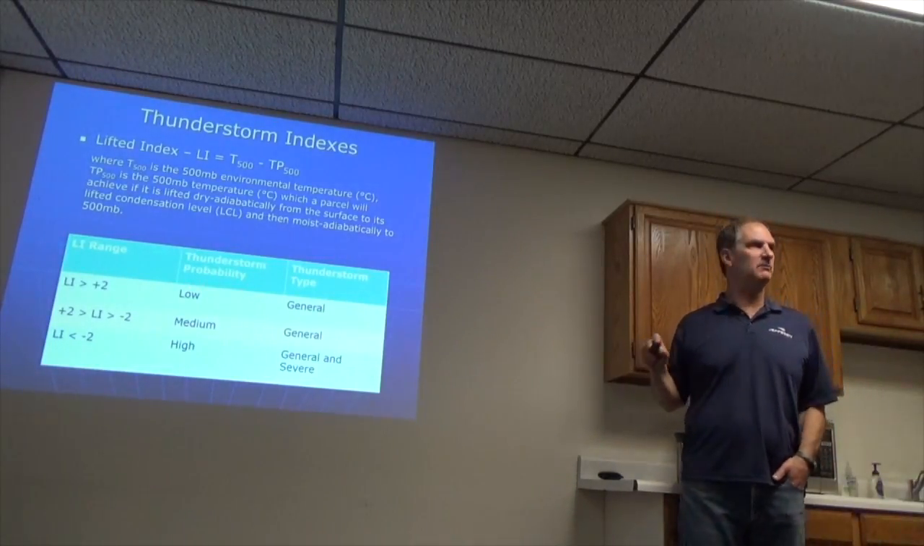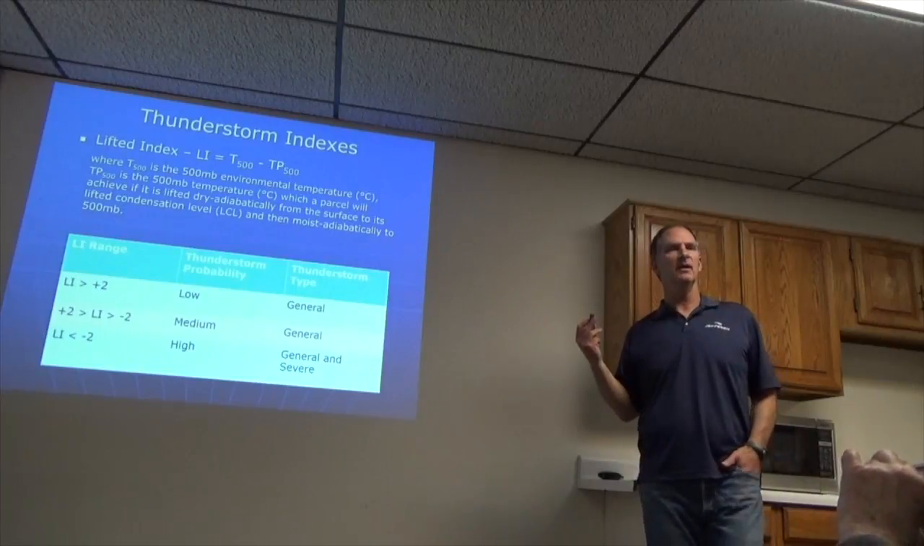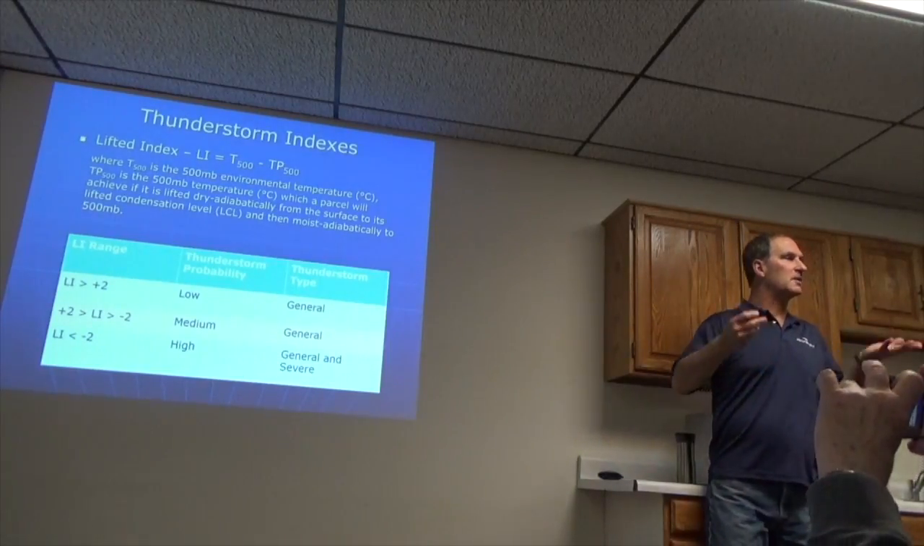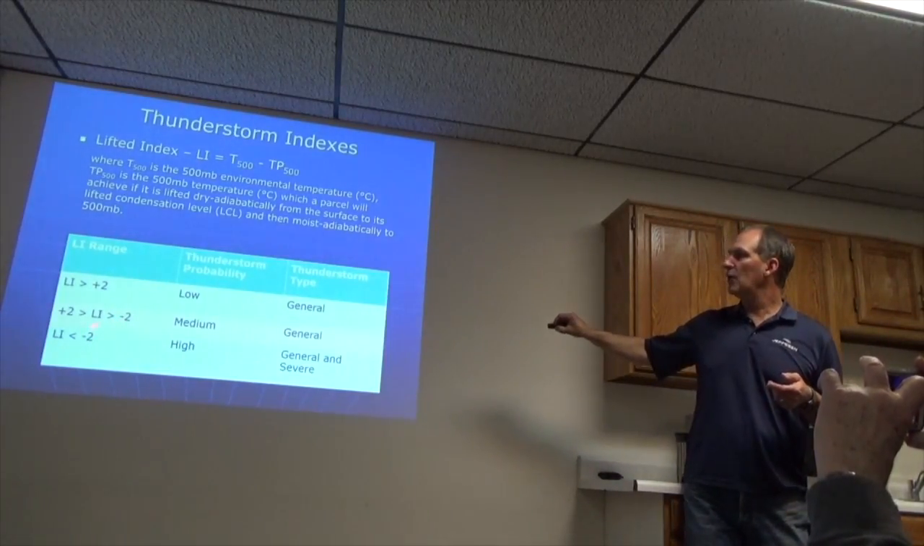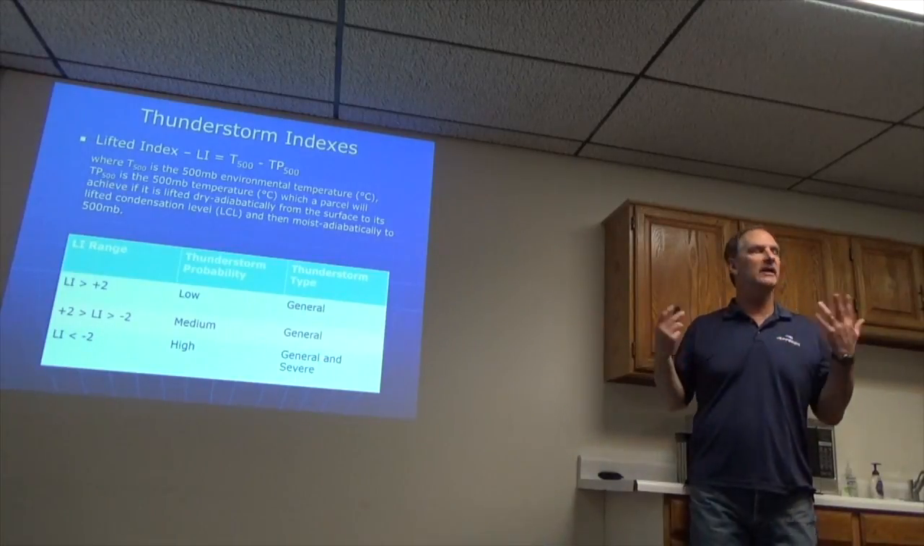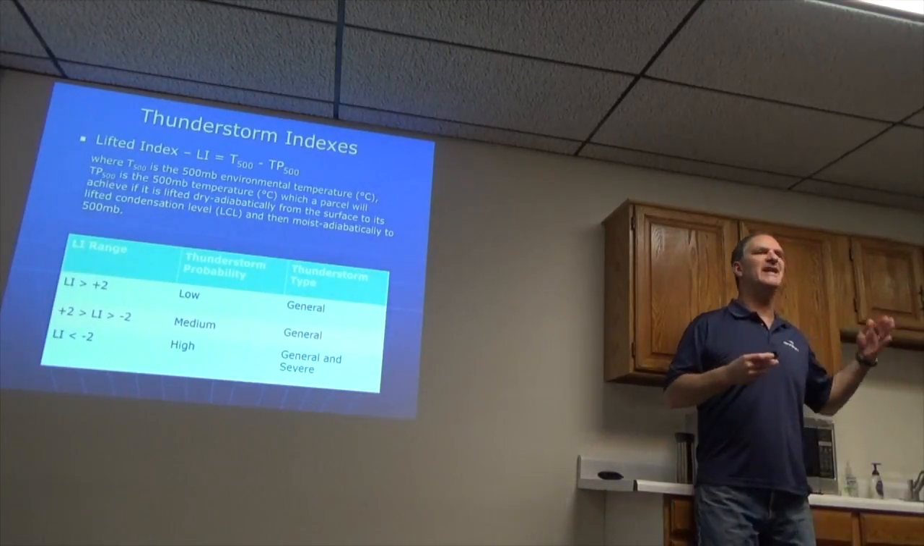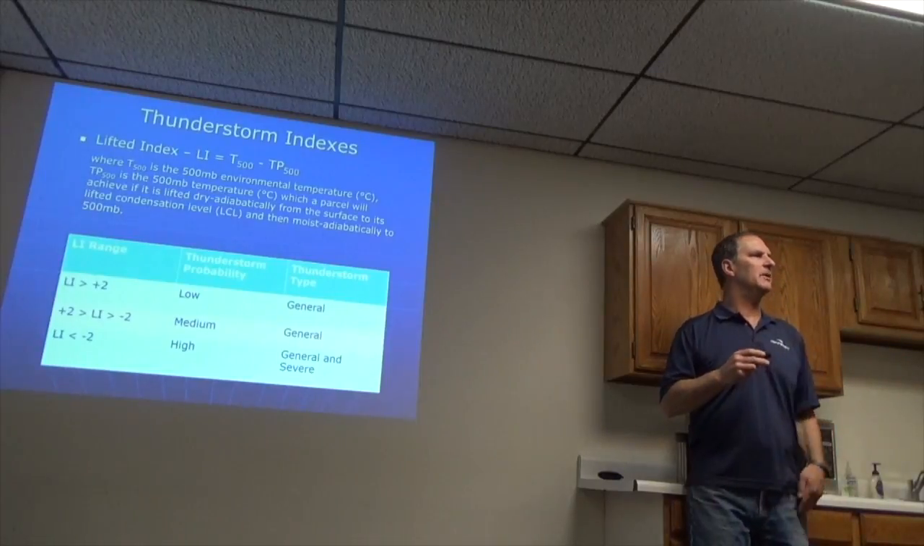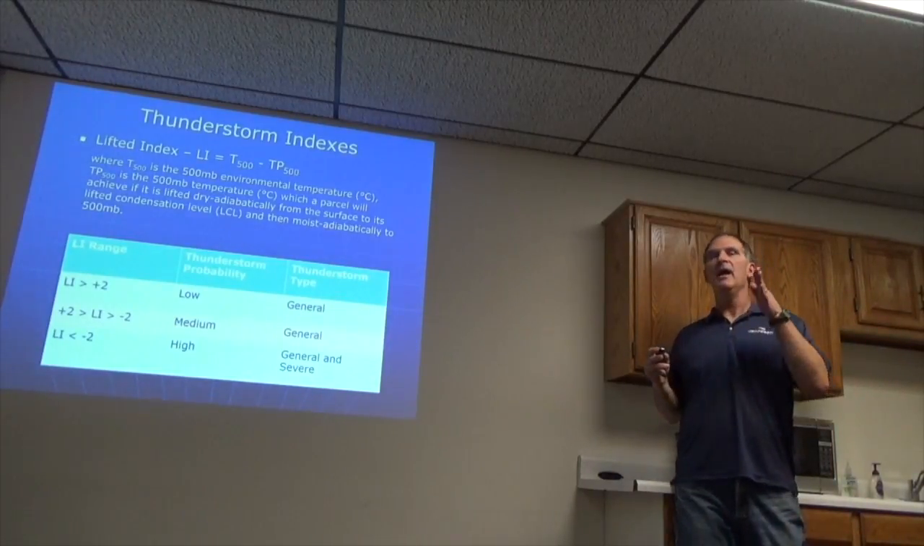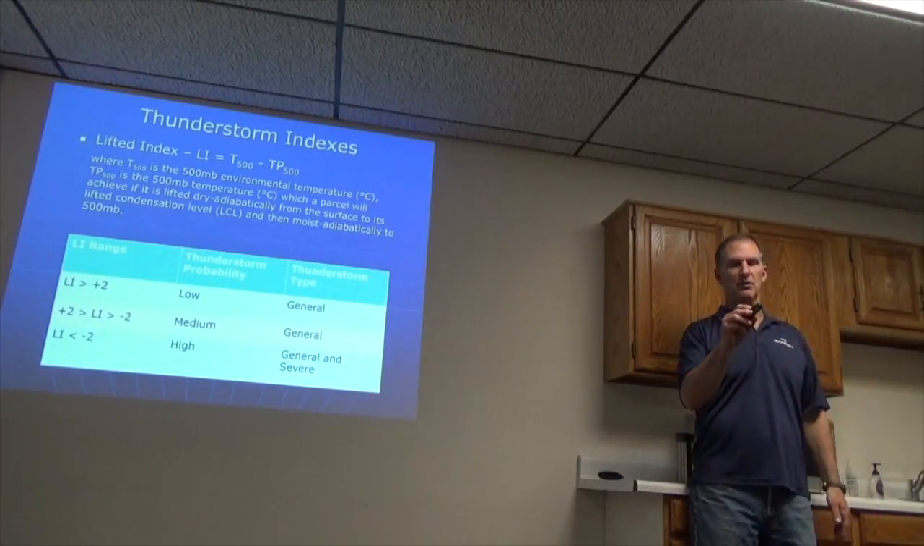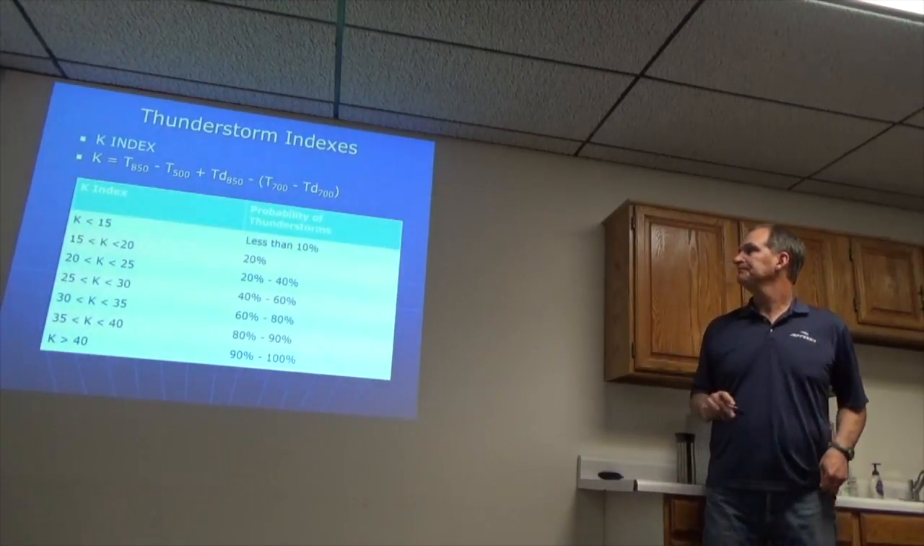If it's positive, it means that the air is actually colder than the surrounding air, and it's not going to continue to rise. The lower the lifted index, the more instability we have. So the more negative the number is, the more instability, the greater chance of thunderstorms, and the greater chance of severe thunderstorms, the lower that number gets.